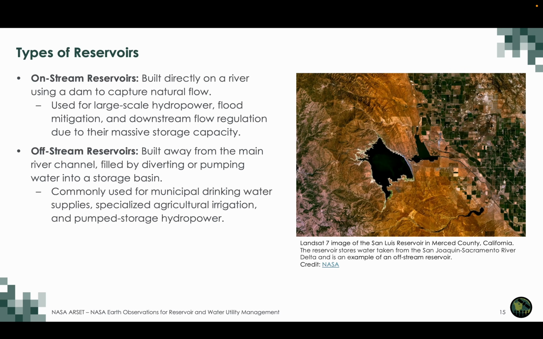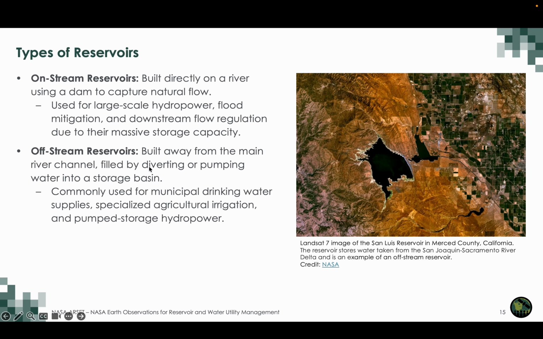There are two types of reservoirs, on-stream and off-stream reservoirs. On-stream reservoirs are built directly on a river using a dam to capture natural flow. They are used for large-scale hydropower, flood mitigation, and downstream flow regulation due to their massive storage capacity.